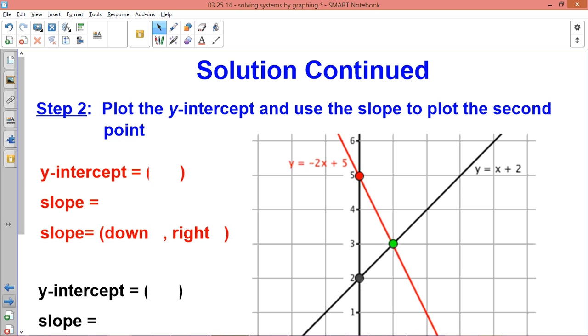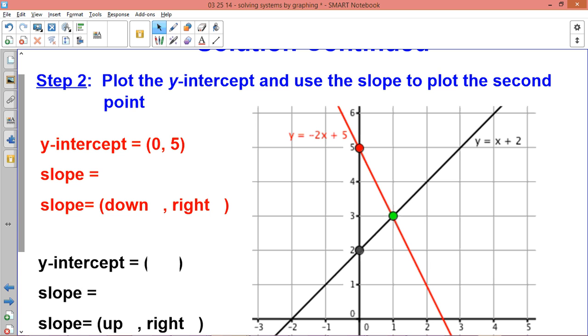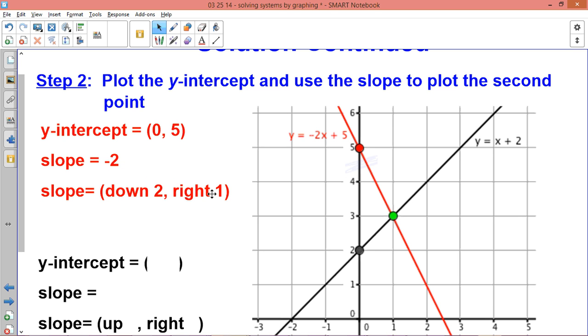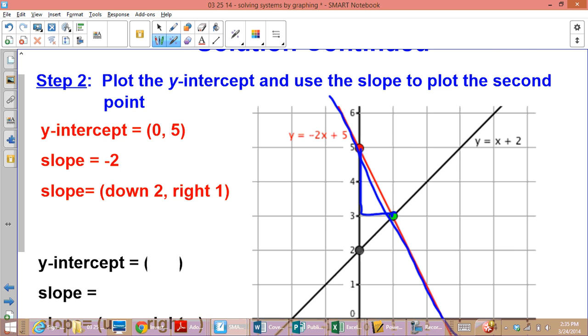The y-intercept of the first one was 5, but the coordinate of the y-intercept is (0, 5), and I plot that right here. Then I take my slope, which is negative 2, and I use that by going down 2, right 1, just like we have done. That gives me a second point. I connect my points, and I have my line drawn.